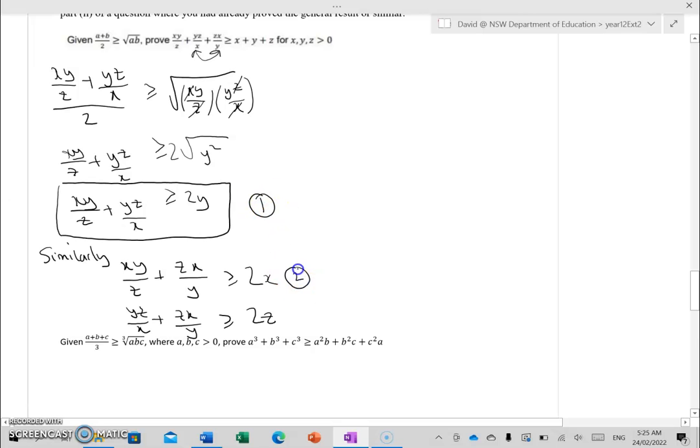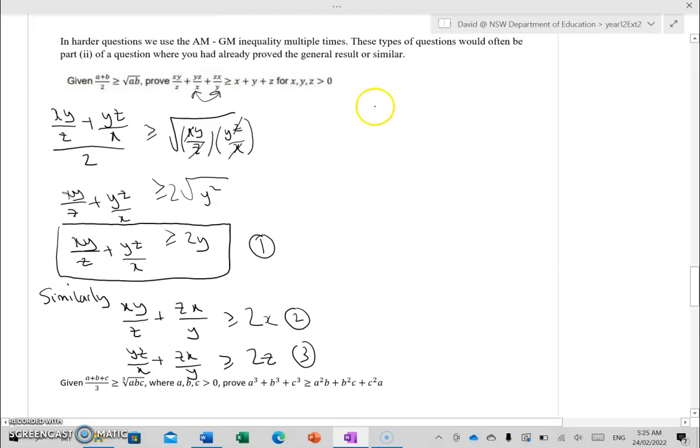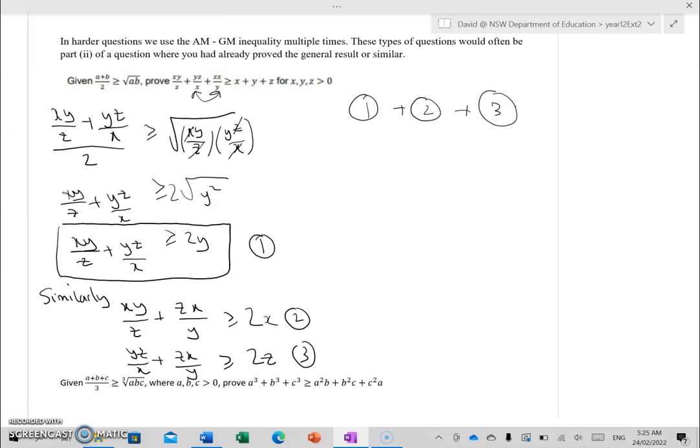Okay, I'm not going to finish off this proof. I think you can do it from here, so I'll let you do that in your own time. But you'd do 1 plus 2 plus 3, and on the right hand side, you've got a 2x plus 2y plus 2z. You'd take out the 2, and on the left hand side, you'd have a common factor of 2 as well, and you divide that out.